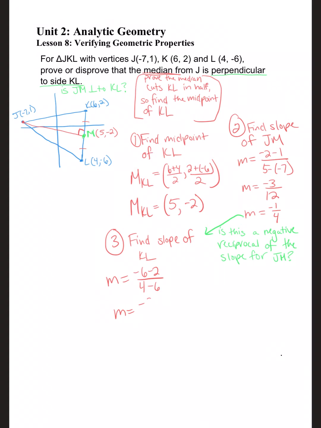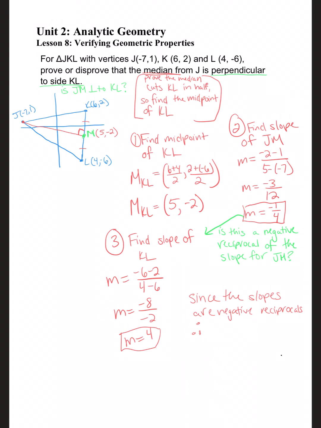Negative 6 minus 2 is a negative 8, and 4 minus 6 is a negative 2, so m is equal to 4. So if we compare this slope, which is 4, to my slope up here, which is a negative 1/4, we can say since the slopes are in fact negative reciprocals, we can conclude, therefore, we have proved what's being asked of us.